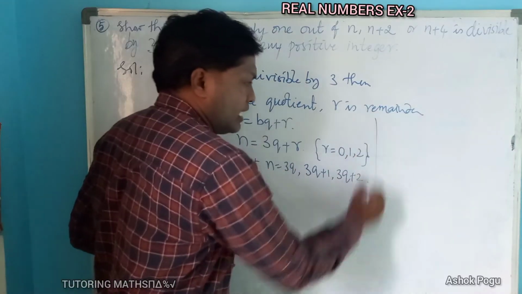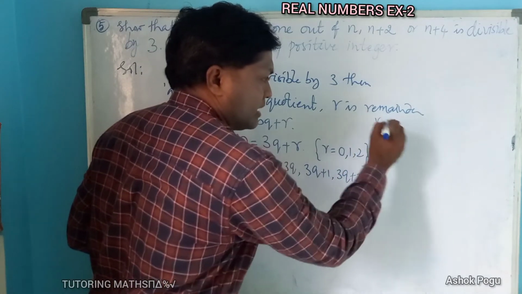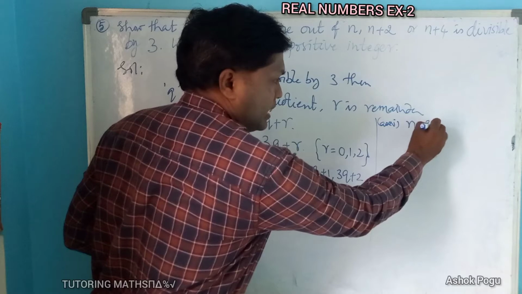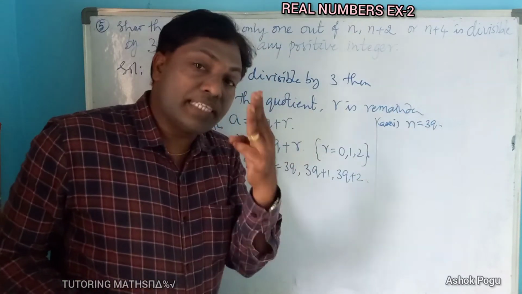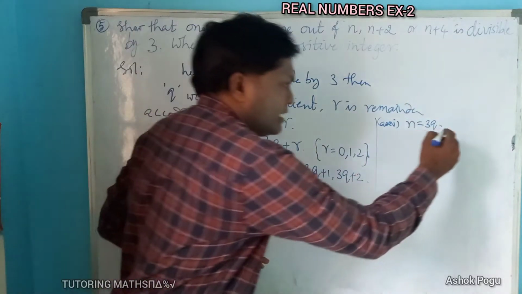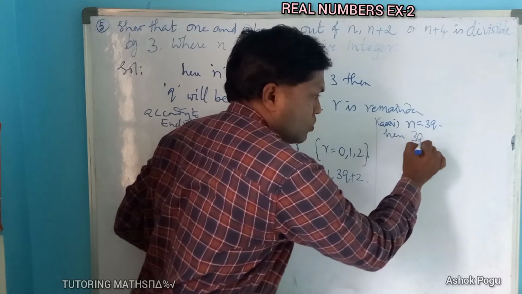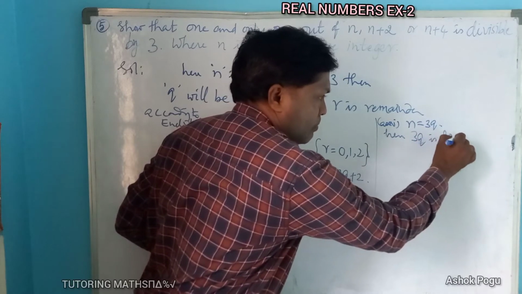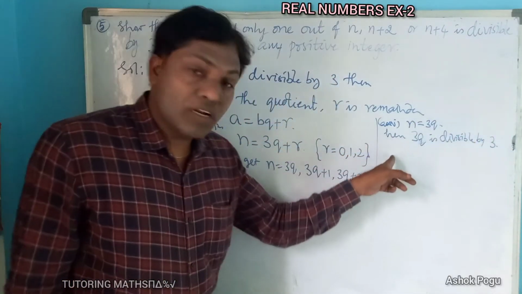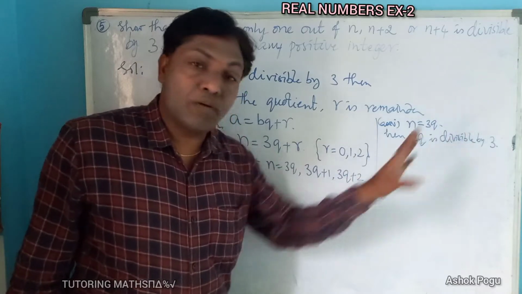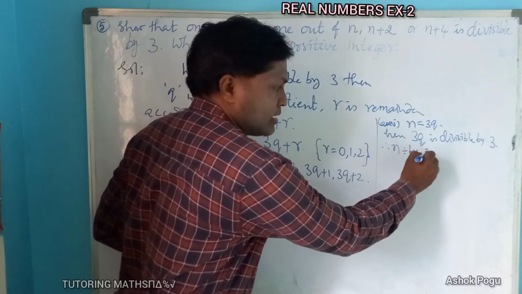Now let us verify, let us solve this. So first case, case 1: n is equal to 3q. Now observe 3q. Is it divisible by 3? Absolutely. 3q is divisible by 3. Therefore n is divisible by 3.